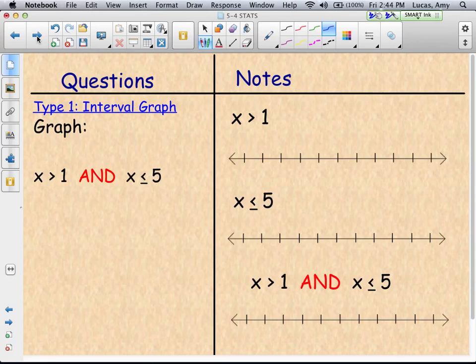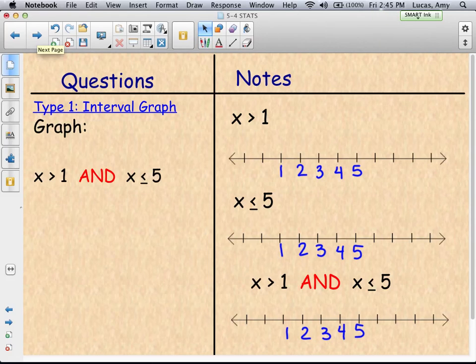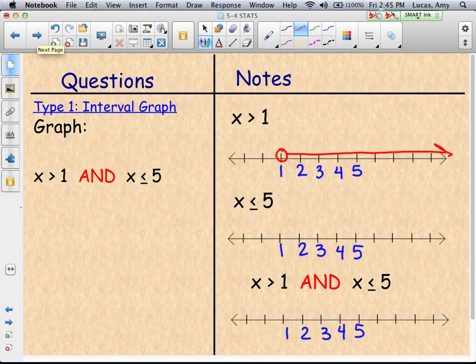Our graph says we need to graph x is greater than 1 and x is less than or equal to 5. On my number lines, I'm going to number from 1 to 5. I'm going to do this on all of my number lines. You may notice that I am making sure that my number lines are lined up because it's going to be easier for me to work with if they're lined up.